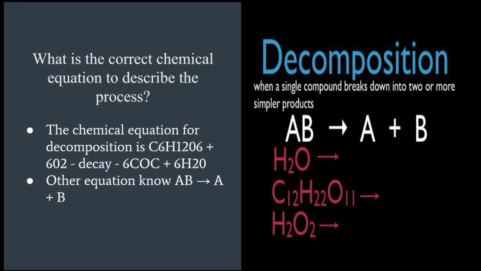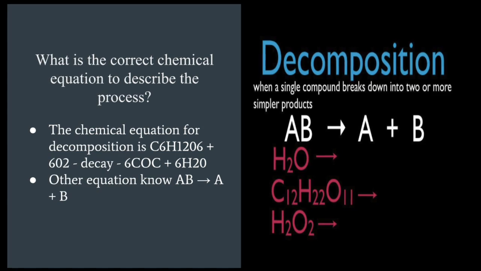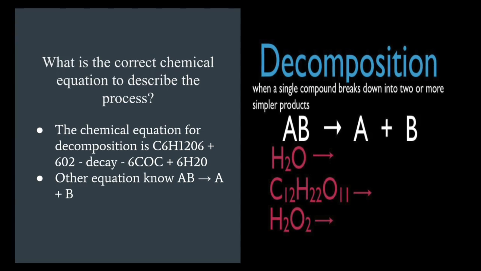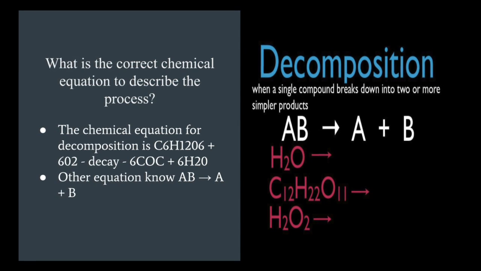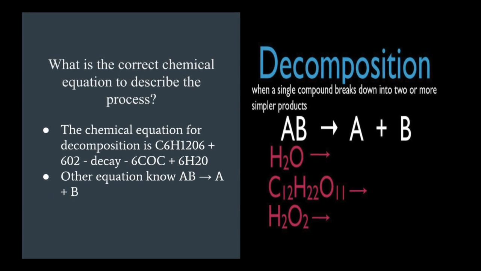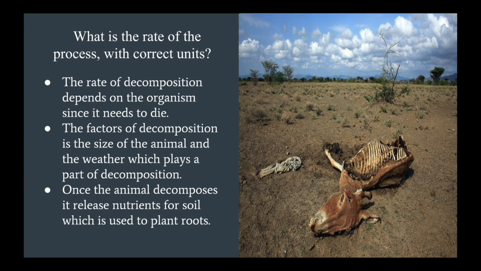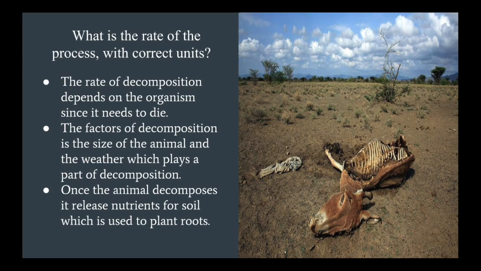The chemical equation for decomposition is C6H12O6 plus 6O2 decay into 6CO2 plus 6H2O, the equation known as AB, A plus B. The rate of decomposition depends on the organism since it needs to die.